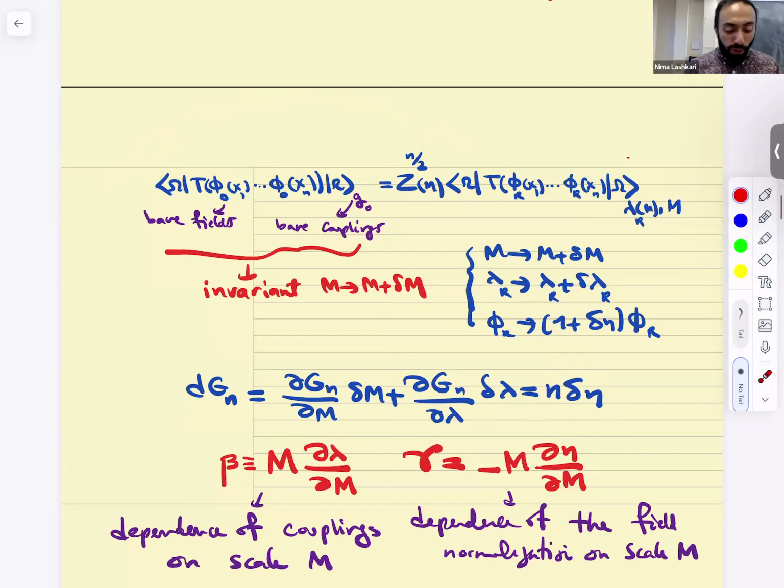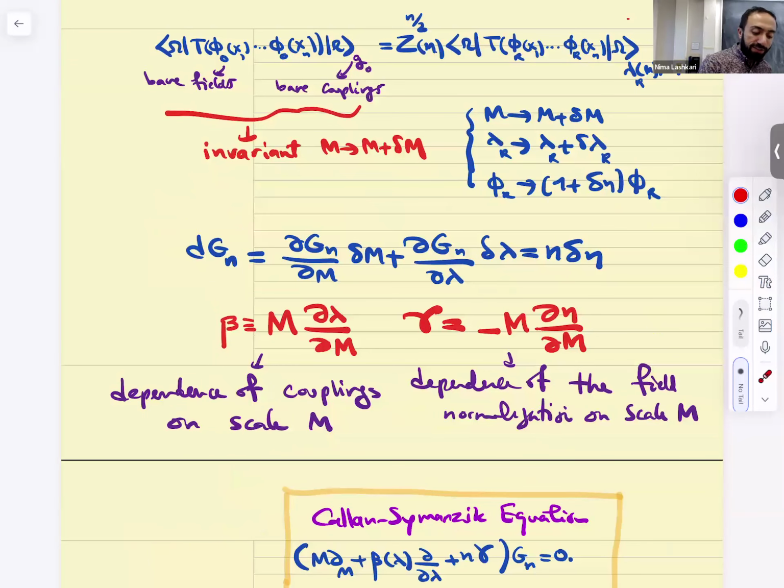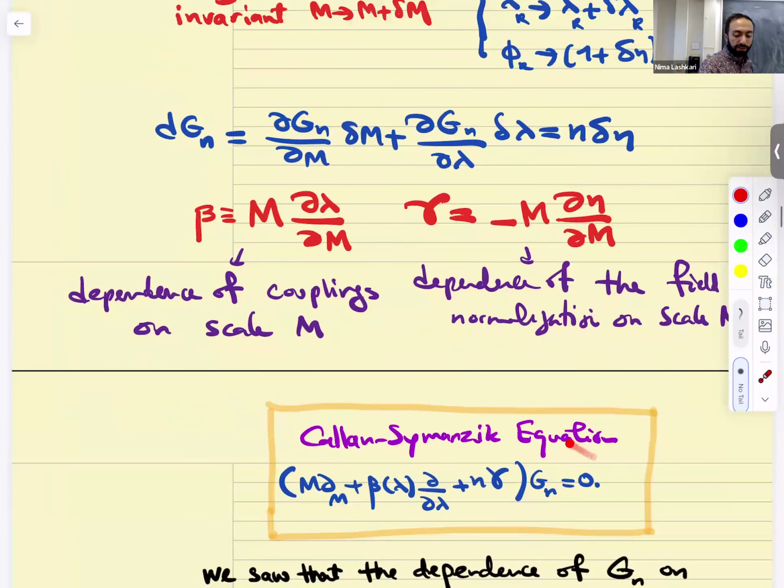With this in mind, here is the beta function, m d lambda/dm. This is the dependence of couplings on the scale. And here is the gamma function, which is the dependence of the field normalization on the scale. And the end result is your Callan-Symanzik equation. Is this clear now? I think last time I jumped in the middle.